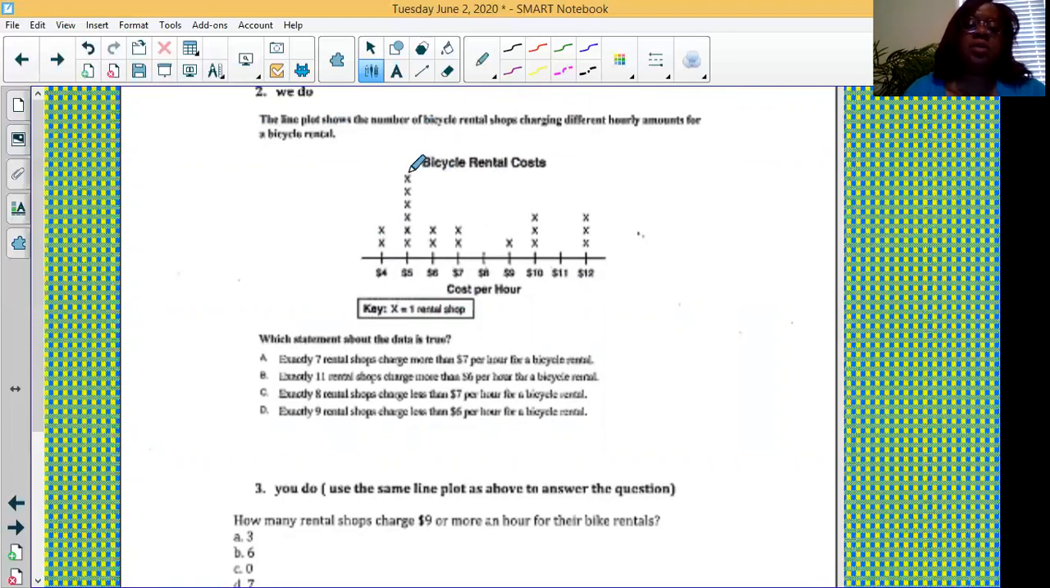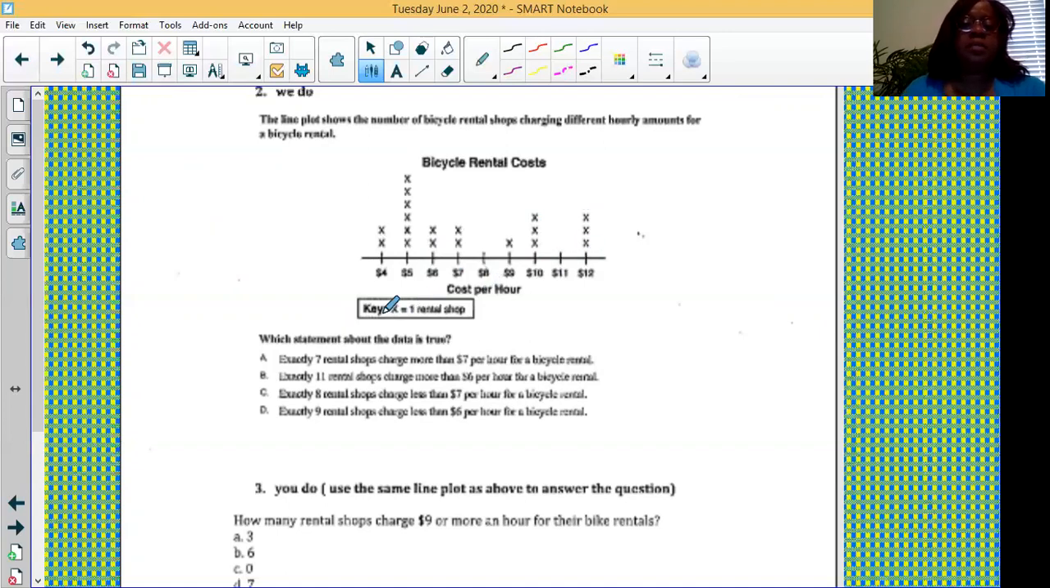So then we go here, we have 1, 2, 3, 4, 5, 6. 6 of them were charging $5 an hour. Here we have 2. 2 were charging $6. 2 places were charging $7, nothing at $8. 1 was charging $9. 3 of the shops charged $10 an hour. 0 at $11, and 3 were charging $12 per hour.